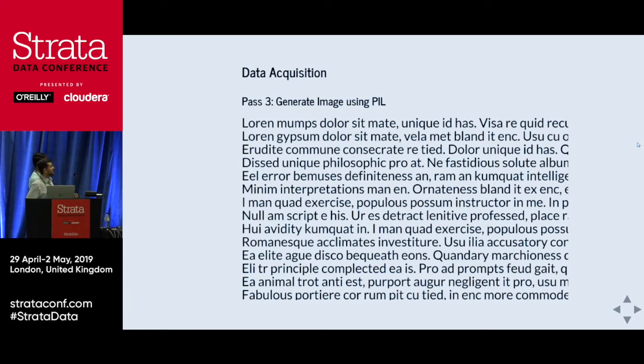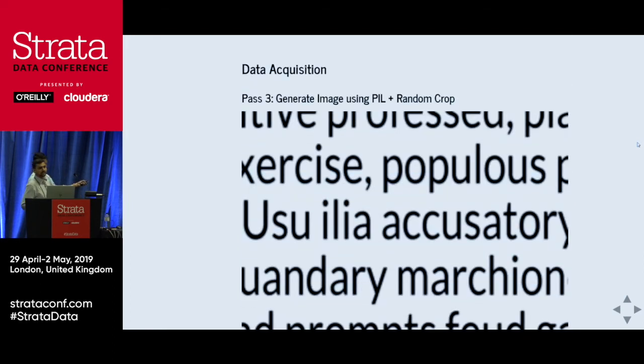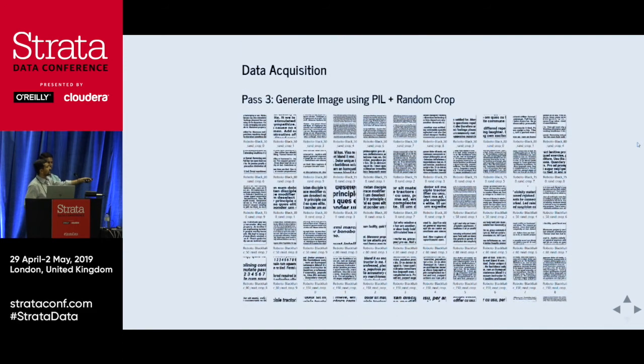And then we take a 256 by 256 random crop with random zoom. This is how it looks now. So we take 10 of them, and we do it for all layouts. Basically, this is how it looks for one of the fonts.